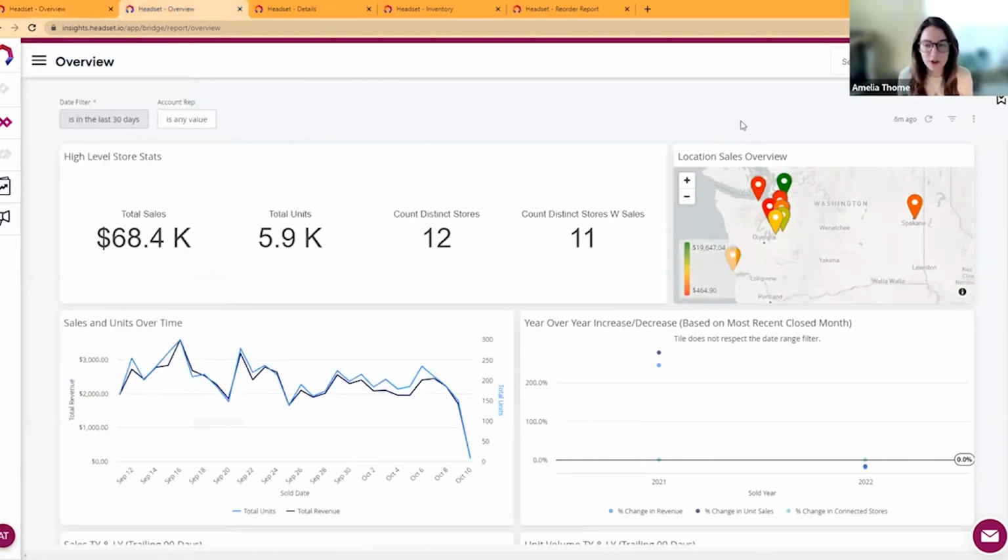Jumping into overview first, I already have this pulled up. This is just a really high level look at all of your accounts. If you're selling into multiple retail stores, all of this will be rolled up into one neat package in the overview. We have high level store stats to start: total sales within the last 30 days, how many units were sold, and then count of distinct stores. These are the stores that you are connected to. Then the count of distinct stores with sales.